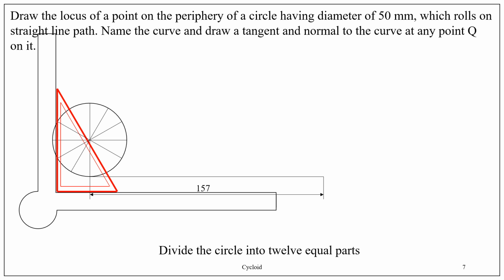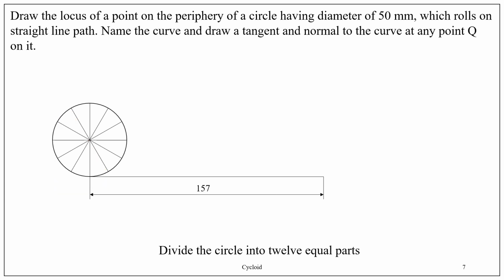Finally, coincide the shortest edge and the long edge of the set square with the horizontal and the vertical scales of the mini drafter respectively and draw a line through the center of the circle using the longest edge like this. Now the circle is divided into 12 equal parts.